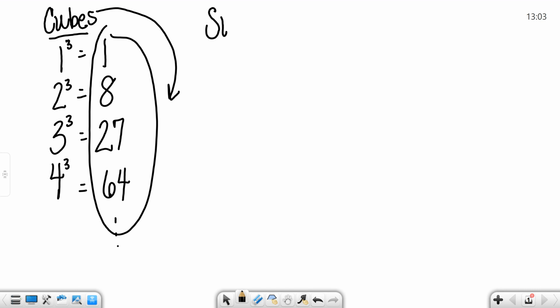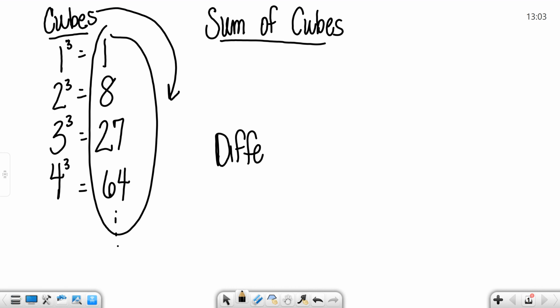So we have two rules this time. We have a rule for sum of cubes. We did not have a rule for sum of squares. And we also have a rule for difference of cubes. Now, this is one of those things that you're going to want to have beside you when you're working your homework, so that you can see these rules.